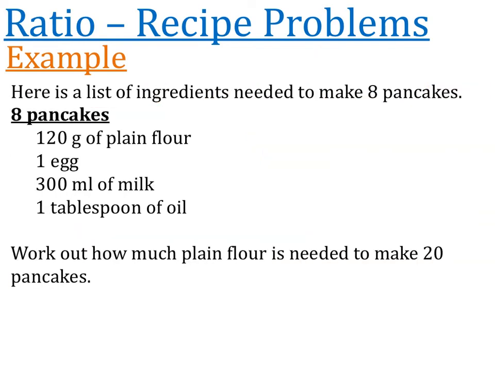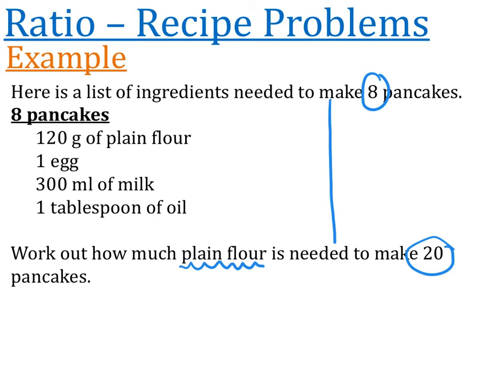Final example for today. Here's a list of ingredients needed to make 8 pancakes. So for 8 pancakes, we need 120 grams of flour, 1 egg, 300 milliliters of milk, and 1 tablespoon of oil. We want to work out how much plain flour, so we're only interested in the plain flour, is needed to make 20 pancakes. So we need to find out how we're going to get from 8 to 20. And there's actually 2 ways we can do that. So let's see if I can split this page in 2. I'll do one on the left side of this line and one on the right side.